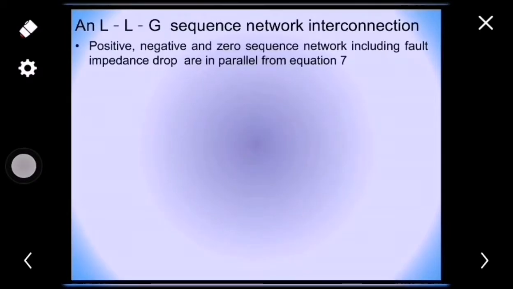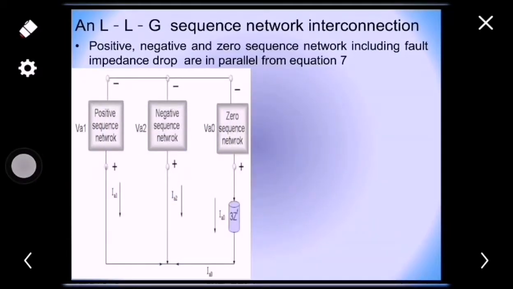Take a look at this block diagram. The three sequence networks, positive, negative and zero sequence, are connected in parallel. All three currents IA1, IA2, IA0 are injected at a junction point. So it obeys Kirchhoff's current law, that the algebraic sum of the three currents IA1, IA2, IA0 meeting at this junction is equal to 0. In the zero sequence network, do mind well, the zero sequence voltage VA0 minus 3 times IA0 into ZF is actually VA1 and VA2. So that's why this parallel connection is possible via 3ZF.